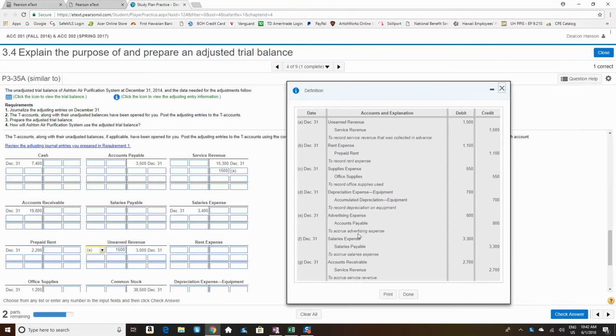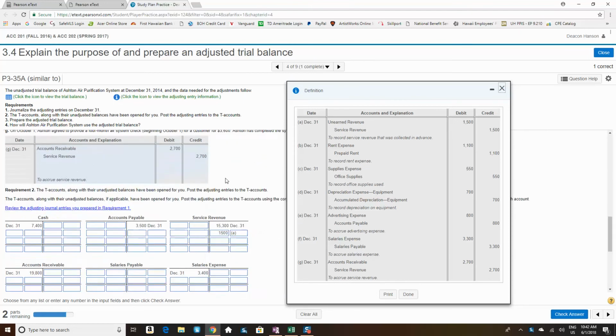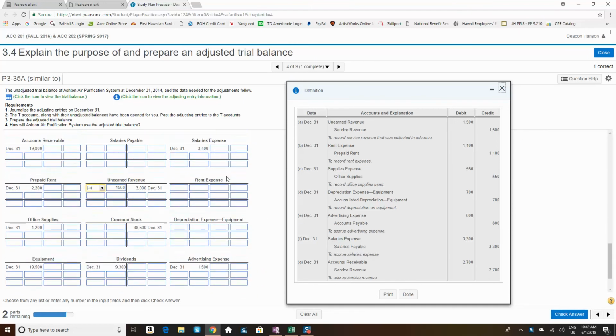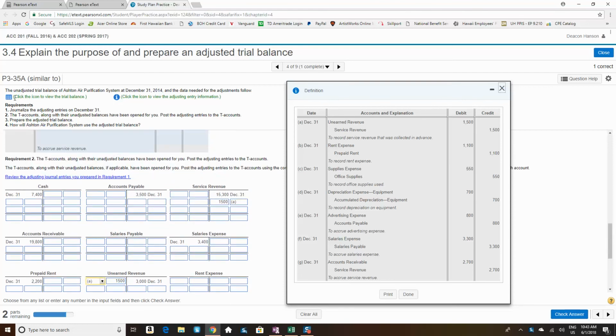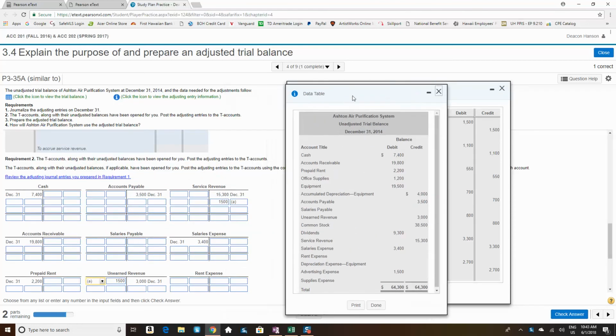So this is just a reprint of everything that we did up here, so it makes it a little easier to post this. Now the other thing that you also want to make sure of is that your ledger shows your unadjusted balances to start.